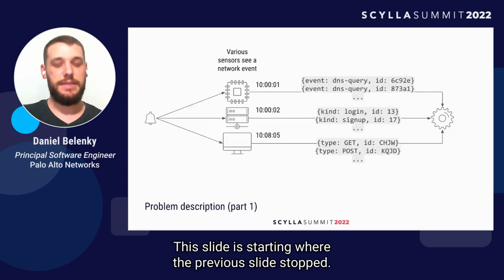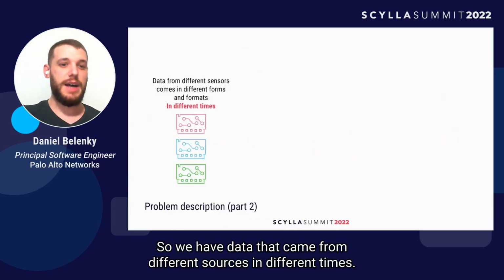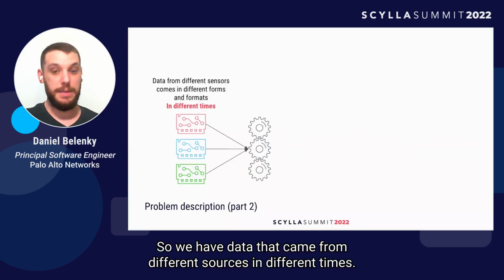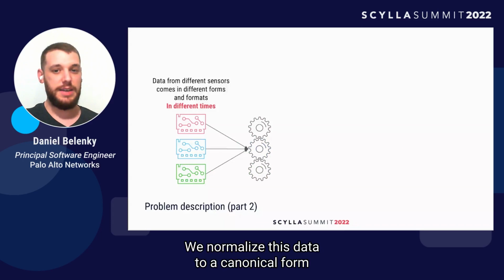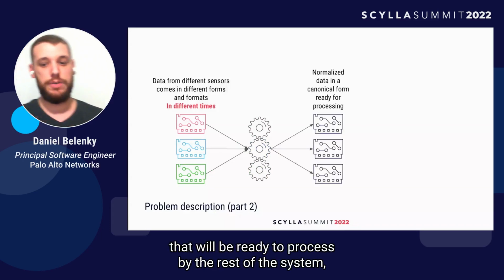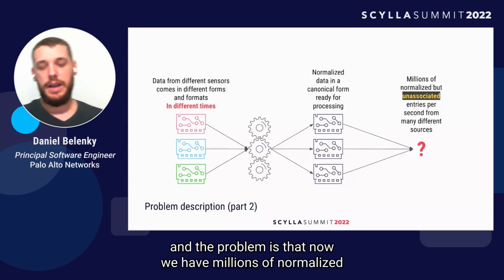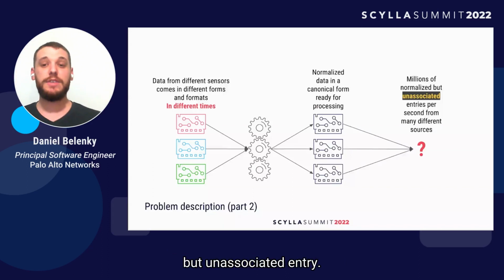This slide is starting where the previous slide stopped. So we have data that came from different sources at different times. We take this data and normalize it to a canonical form that will be ready to process by the rest of the system. And the problem is that now we have millions of normalized but unassociated entries.